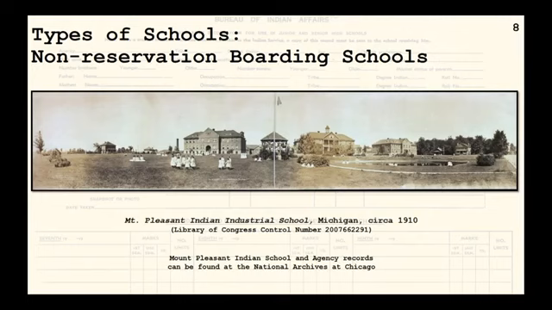Speaking of Michigan, here is the Mount Pleasant School, seen on this slide, in operation from 1893 to 1934.